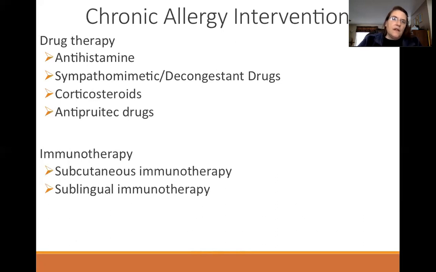Drug therapies. So we use antihistamines. We use sympathomimetic drugs, decongestant drugs, corticosteroids, and antipruritic drugs to relieve the itch. We can also use immunotherapy, and those can be given subcutaneous and sublingual.